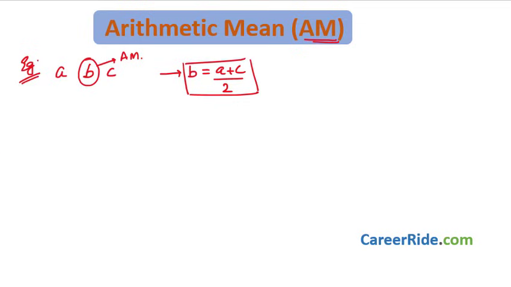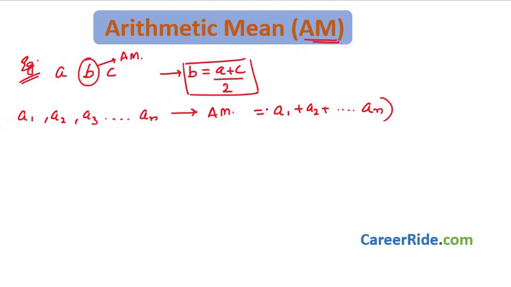Now suppose I have got a series of A1, A2, A3, and similarly I go on till n number of terms. So what is going to be the arithmetic mean here? The arithmetic mean here would be A1 plus A2 plus dash dash dash till An divided by n, right? This is the arithmetic mean here.